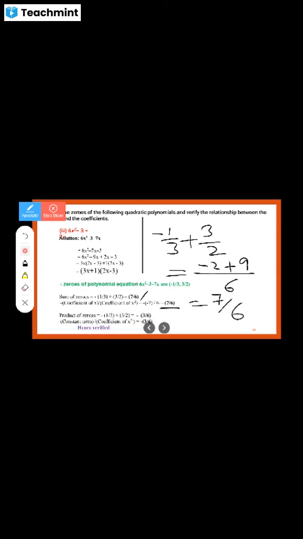We need to verify what? The product of zeros is minus 3 by 6. For that we have a formula: constant term divided by coefficient of x square. What is the constant term? The constant term is minus 3, and the coefficient of x square is 6. That is minus 3 by 6. This is also minus 3 by 6. So verified.